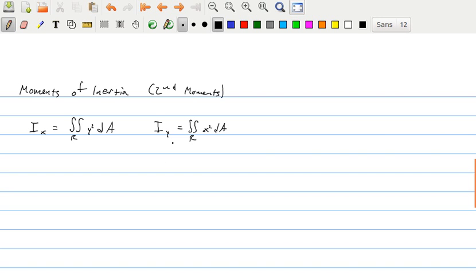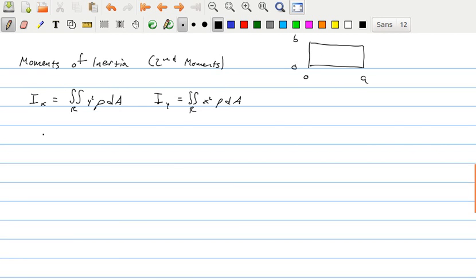So let's go through and do... I'm sorry, I left out the rho in here. Y squared times rho. So this is y squared times rho with respect to area. And the second integral is x squared times rho with respect to area. So let's do the same thing over that same box we had before. This was the rectangle that went from 0 to A in the x direction and 0 to B in the y direction. Let's go and get the second moments.